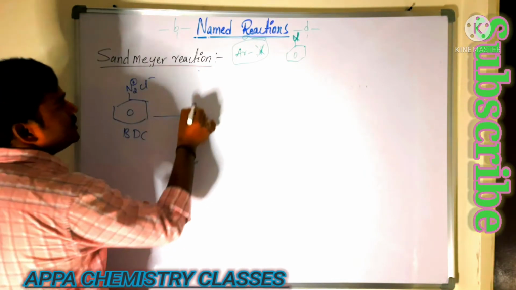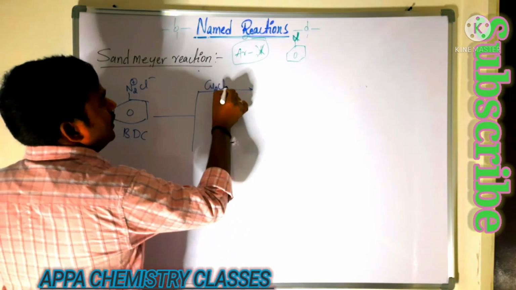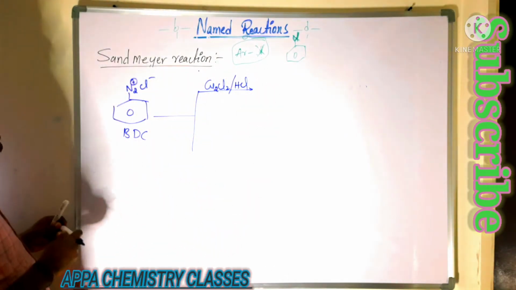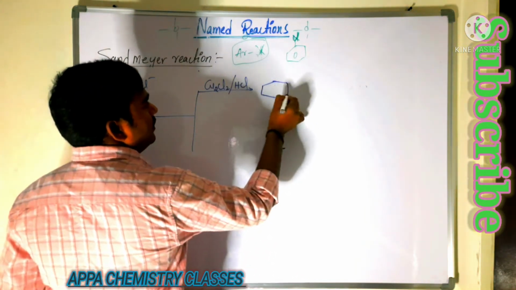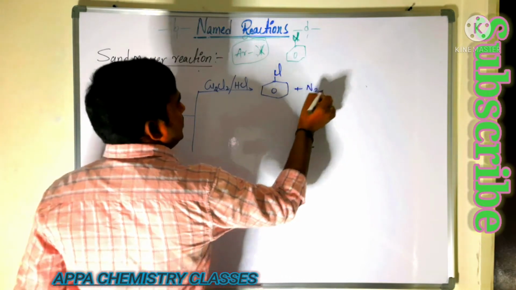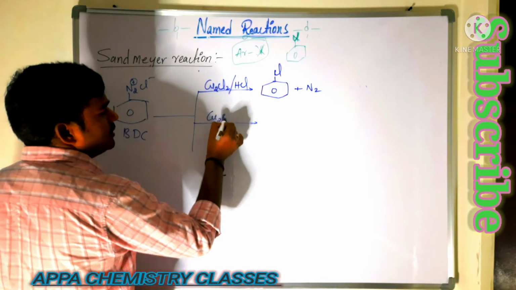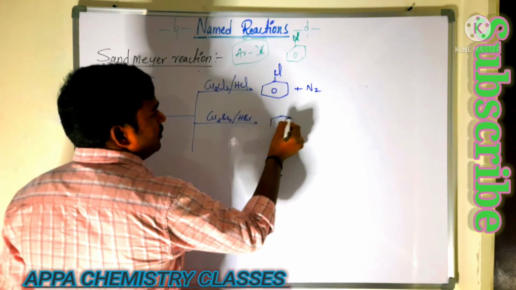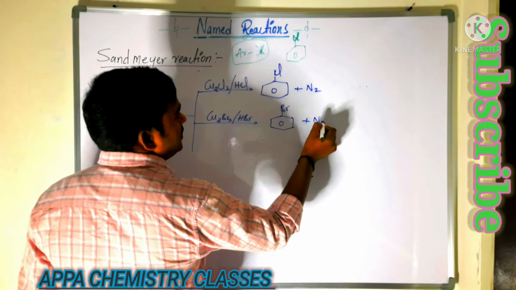When this benzene diazonium chloride reacts with hydrogen halide in the presence of cuprous chloride, when it reacts with hydrogen chloride, then what happens? Halogen is substituted on this benzene ring. So we are getting chlorobenzene plus nitrogen gas is removed. And whenever we take cuprous bromide, Cu2Br2 and HBr, then what happens? We are going to get bromobenzene plus nitrogen.